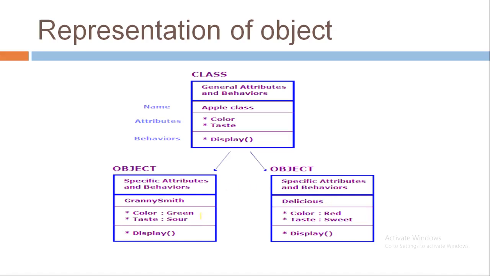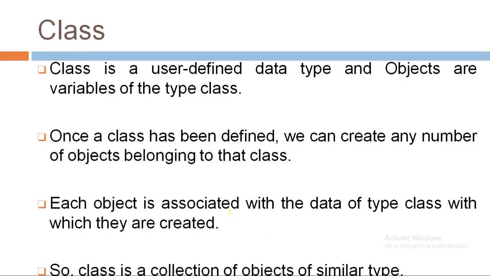So the Granny Smith apple has green color and sour taste, while the Delicious apples are red and sweet in taste. So we can say the two objects communicate using the display method, but they don't know the color of the Delicious object or the Granny Smith object. So we can say objects communicate with each other using functions or methods.